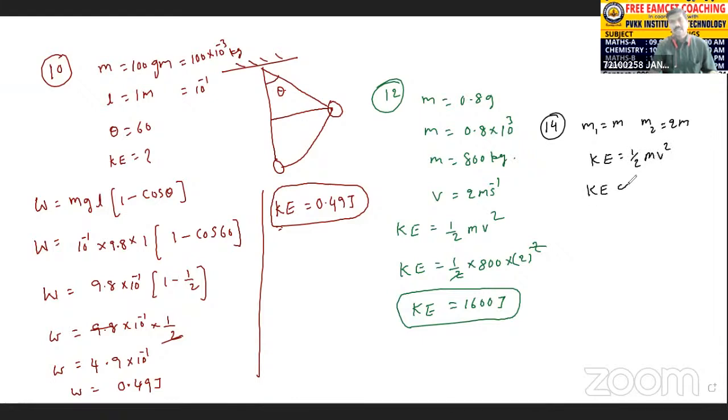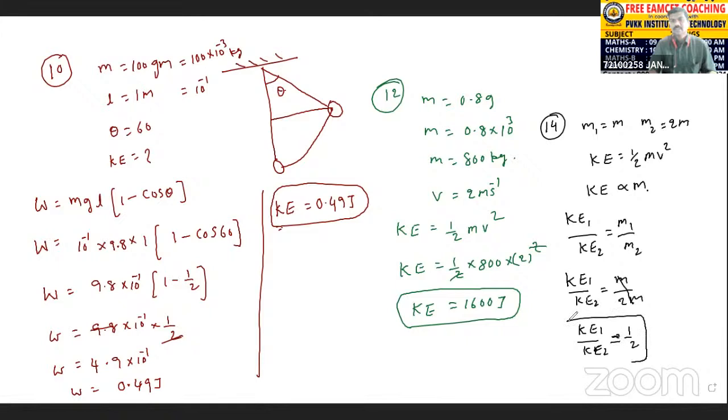Kinetic energy is directly proportional to mass. KE1 by KE2 is equal to M1 by M2. Substitute the values. Now find out the ratio of kinetic energy. KE1 by KE2 is equal to M by 2M. These two get cancelled. So KE1 by KE2 is equal to 1 by 2, ratio 1:2.